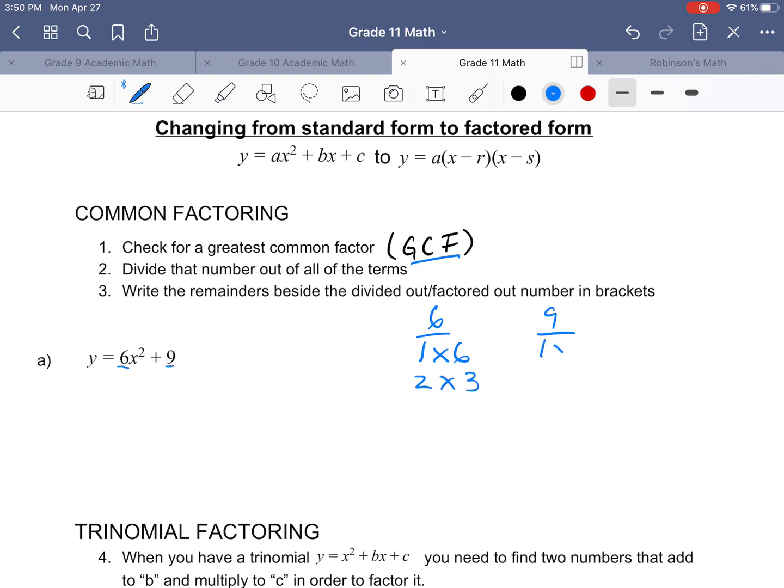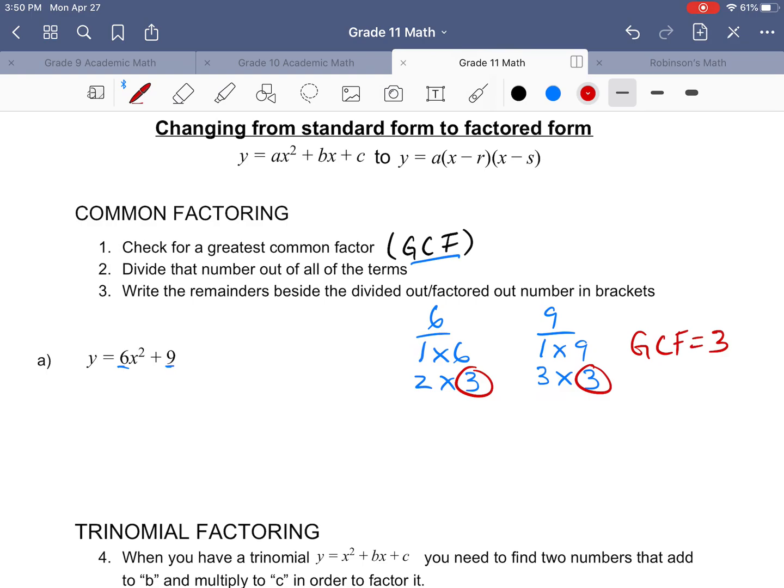Let's do the same thing for 9. So 1 times 9 and 3 times 3. So now that we have all of the factors for 6 and all of the factors for 9, we want to figure out what is the greatest one that is common between the two of them. So what's the biggest number they both have in common? Well, that is 3, right? That's the biggest number there. So that is going to be our GCF, or greatest common factor.